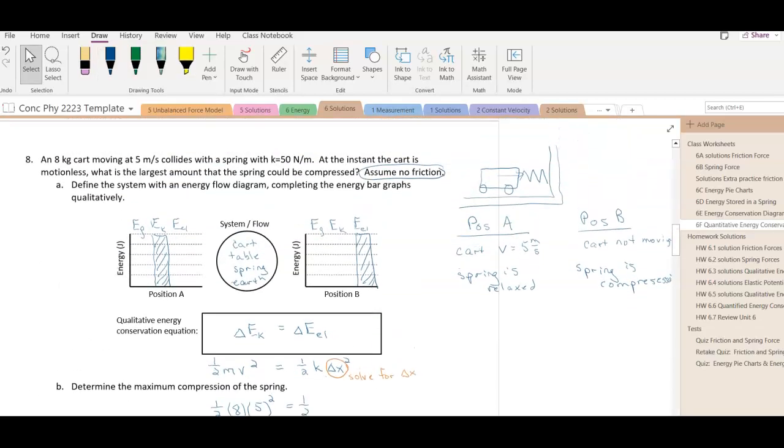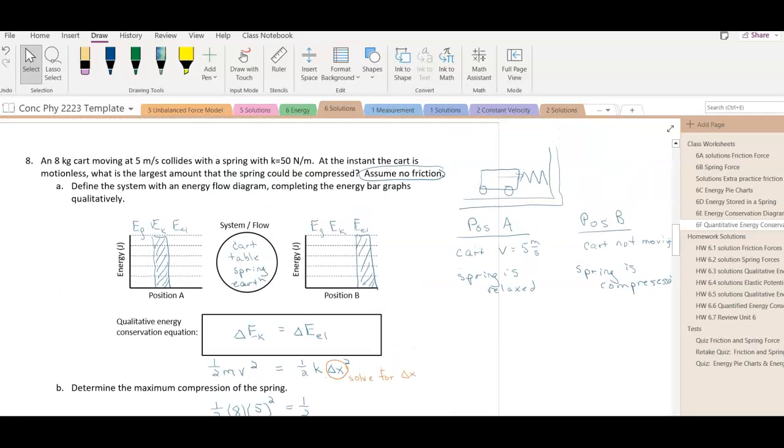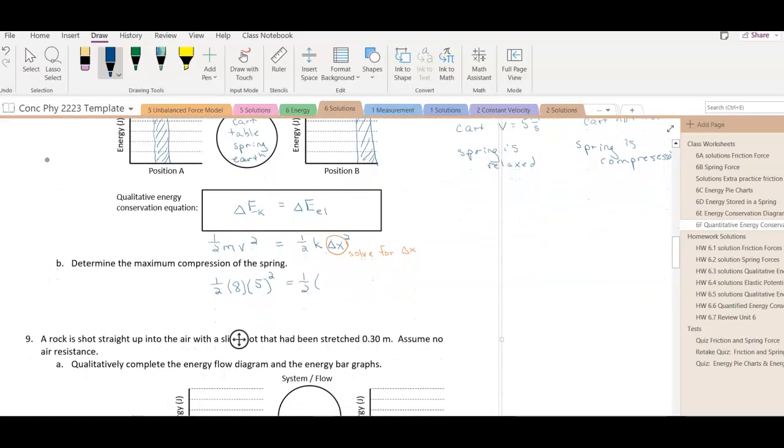Let's see, did they give me a K? They sure did. 50 newtons per meter. Again, standard unit, so I don't have to do anything. And then delta X squared. That's what I'm going to solve for. So I have that delta X, you know, when I solve this, remember to take the square root, is going to be 2 meters.